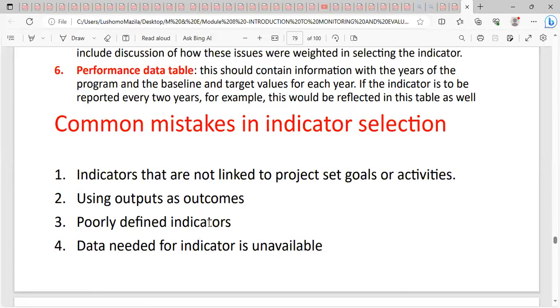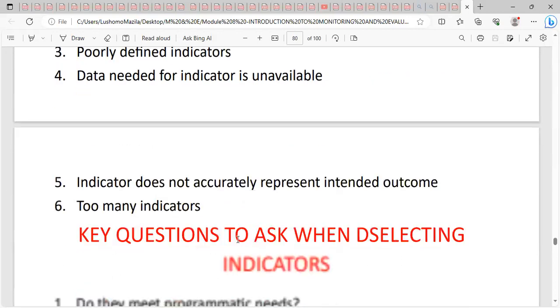So, poorly defined indicators, and data needed for indicators which is not available. If you know that for the particular indicator you want to use it's hard to find the data, don't go for it, because how are you going to collect the data? You cannot use an indicator without data. Once you know it's hard to find data for that indicator, don't use it, because it will just waste your time. It is very costly to collect data. And if there is no way you can collect the data, don't use that particular indicator.